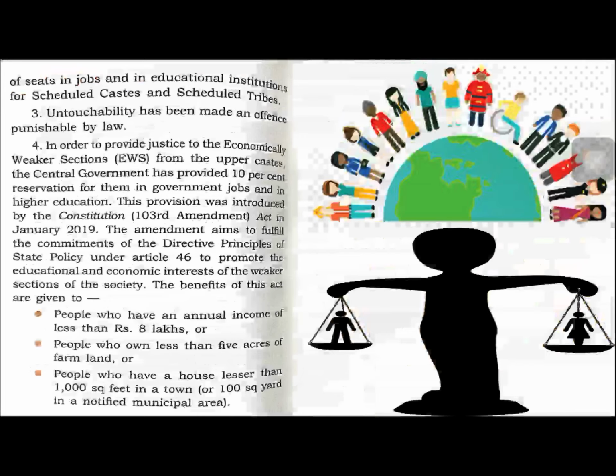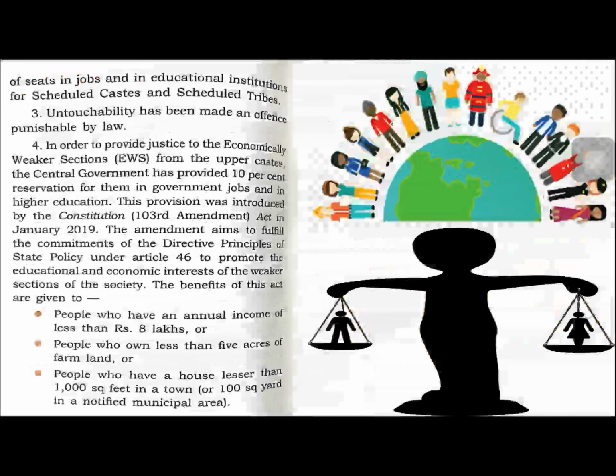The directive principle Article 46 stated that it is the duty of the government to promote the educational and economic interest of the weaker sections of society. Under this Article 46, many reservations were earlier made for the scheduled caste and scheduled tribe. And recently, last year, another reservation was added for the economically weaker sections. These economically weaker sections are from the upper caste or the general category, as we say.